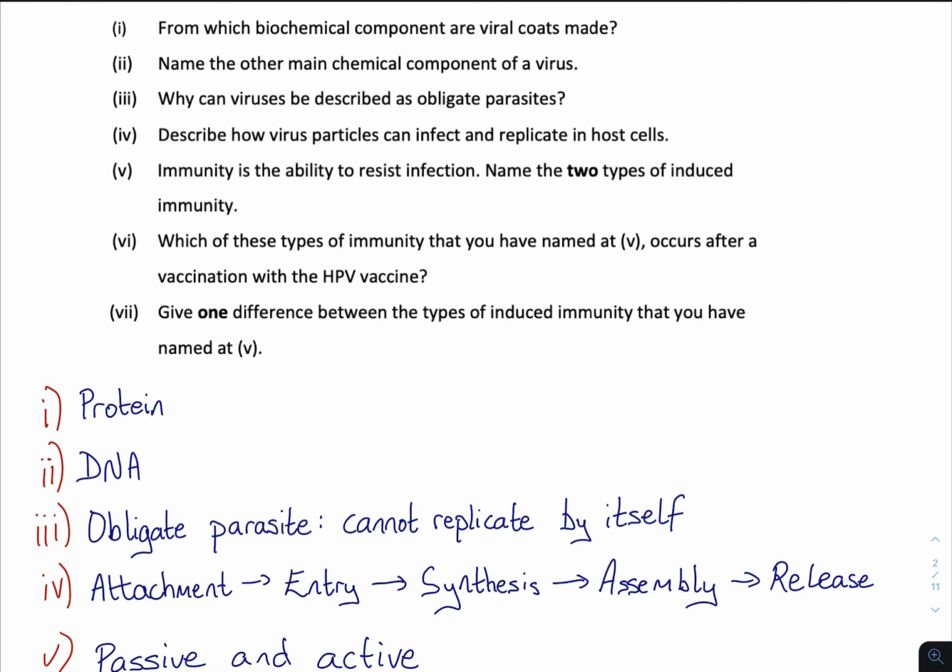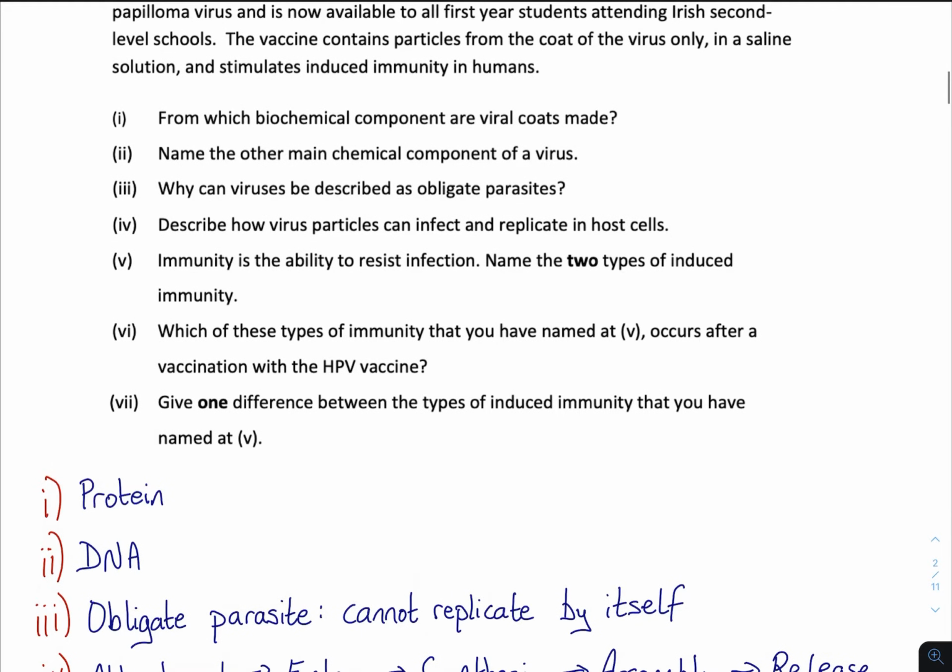Describe how virus particles can infect and replicate in host cells. So we've discussed this before in the virus video. Attachment, entry, synthesis, assembly, release. Five words in that order with arrows there and you'll be fine. You'll get full marks.